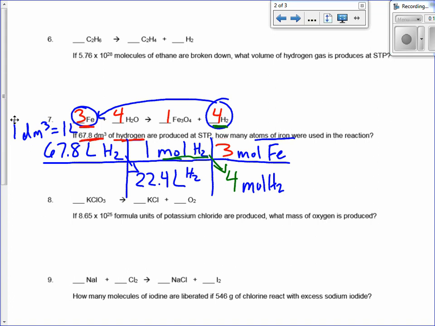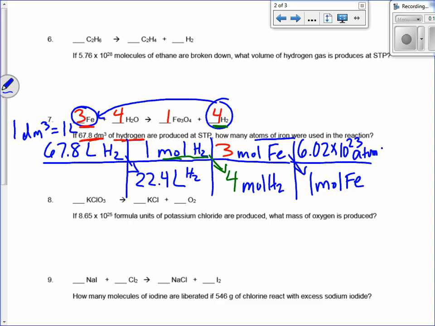Now, it wants atoms of iron. So what do we do with atoms? Correct. We're going to be using Avogadro's number now. Okay. So I'm going to diagonal down my 1 mole of iron, because 1 mole of iron equals how many atoms of iron? 6.02 times 10 to the 23rd atoms iron.